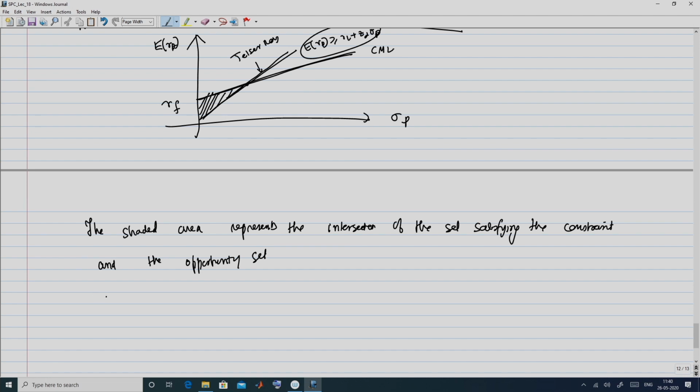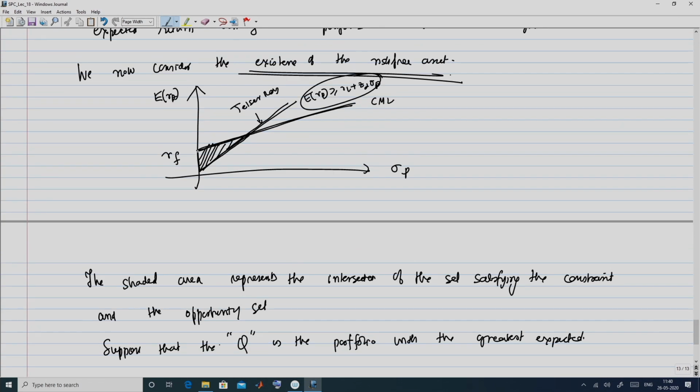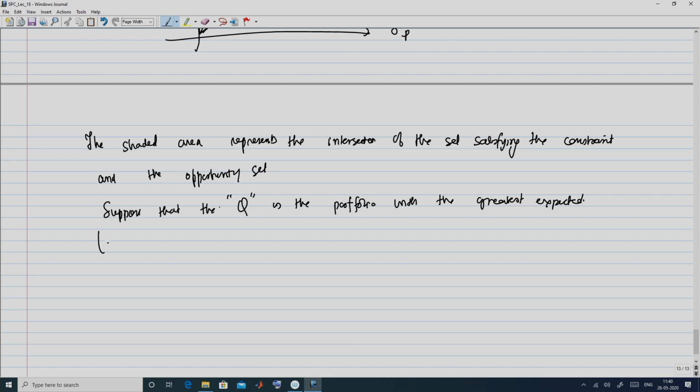All right. Suppose we now have this shaded region, and there is some portfolio Q, not to be confused with the Q in the previous diagram. I denote by Q the portfolio with the greatest expected return. And what is this going to be? The portfolio with the greatest expected return is going to be at the point of intersection. Amongst all the portfolios here, the one with the greatest return lies here, at the intersection of the Telser ray and the CML.